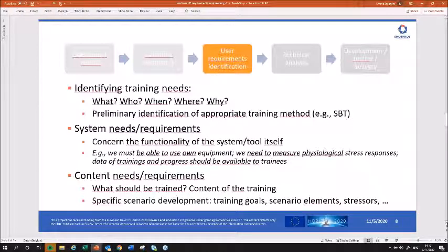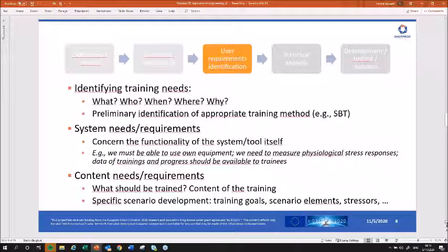So once you have collected some information and you have a better idea of what is going on and what is needed, you can start by really collecting and identifying the user requirements. And especially in terms of training, I added the identification of training needs.